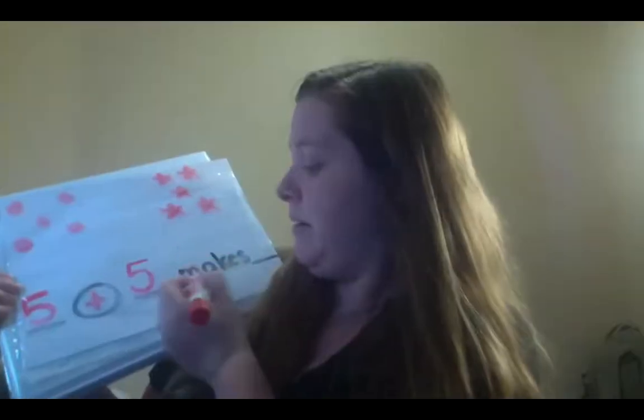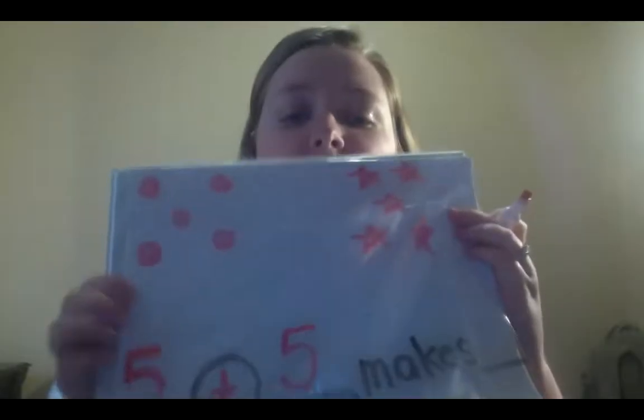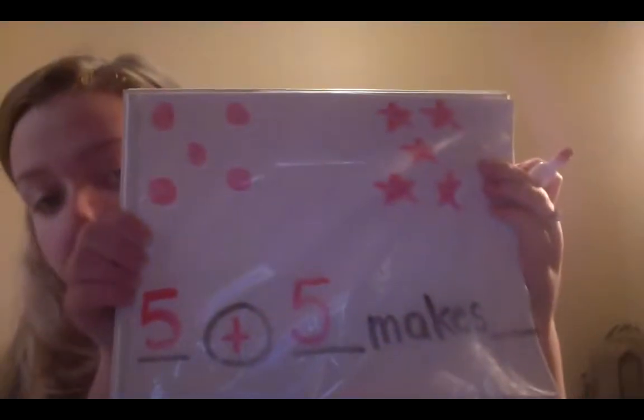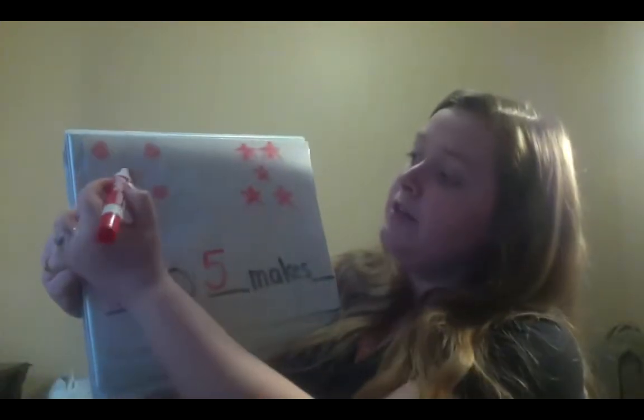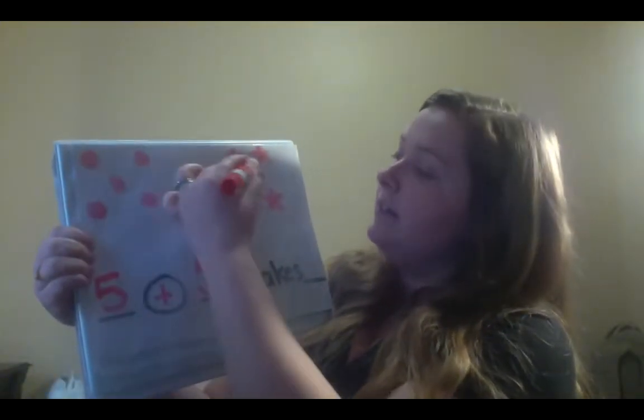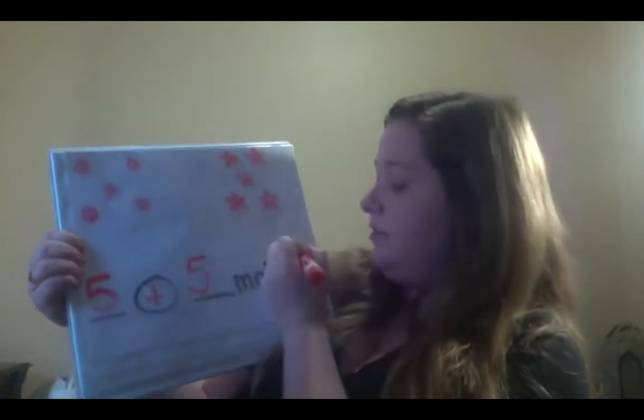And then makes blank. What does 5 and 5 make? Let's count together. Ready? 1, 2, 3, 4, 5, 6, 7, 8, 9, 10. So 5 and 5 makes 10. All right. Let's do another example.